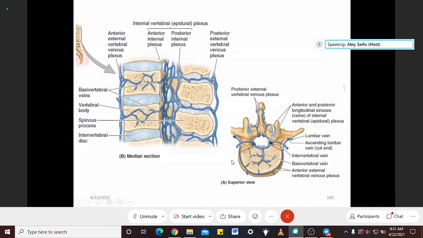Look, this one is a transverse section of the vertebrae from the superior view. This is the anterior external plexus, and there is also the posterior vertebral venous plexus. They communicate with each other and with the internal one by the vertebral vein through this foramen, which is the intervertebral foramen. This one is the anterior internal vertebral plexus, and this one is the posterior internal vertebral plexus.